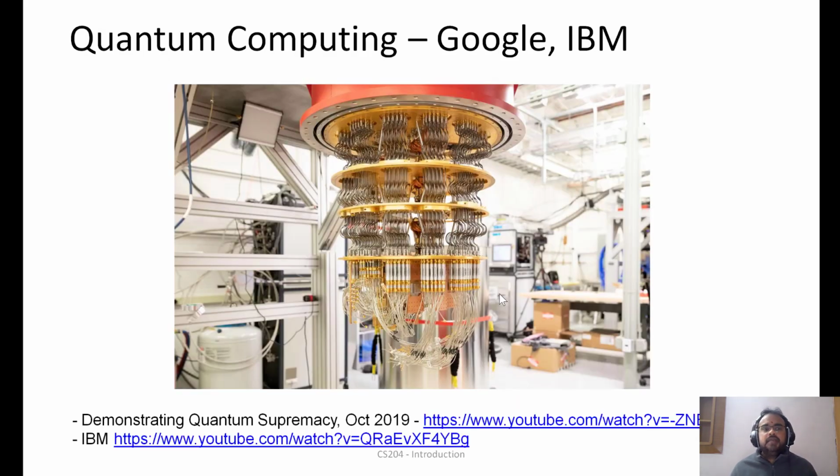Another interesting landscape is quantum computing, wherein individual atoms and their states are manipulated to perform some computation.